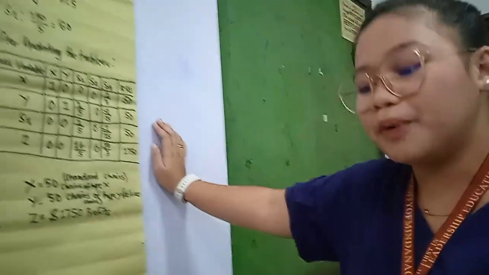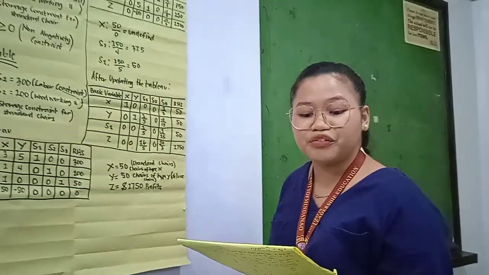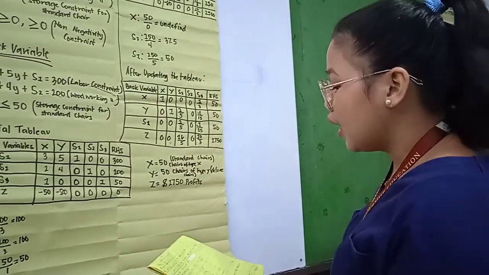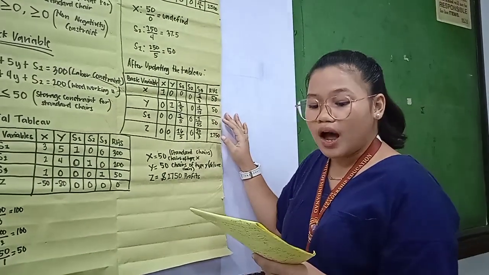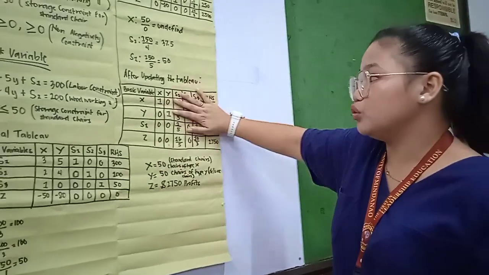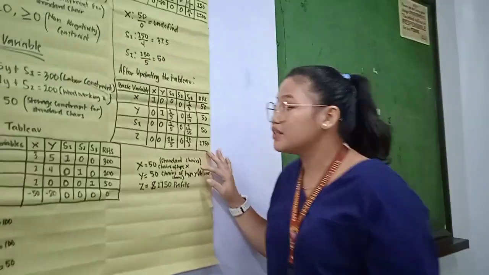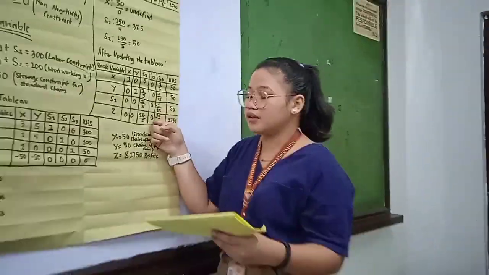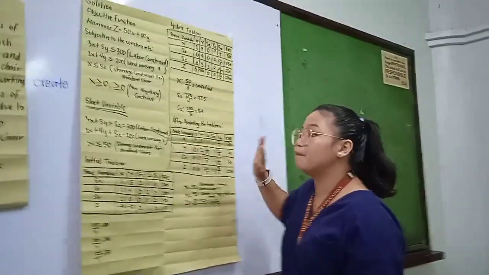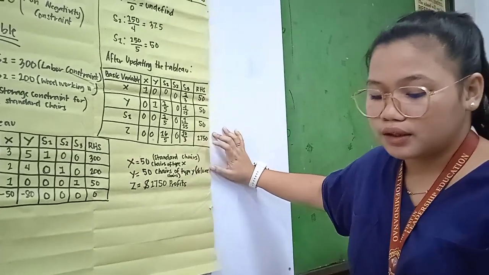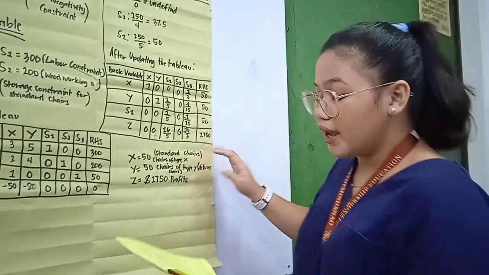We use elementary row operations to make the pivot element equal to 1 and eliminate other coefficients in the pivot column. After updating the tableau, here is our new tableau. And as you can see, there is no negative in the bottom row, and it indicates that the current solution is optimal.